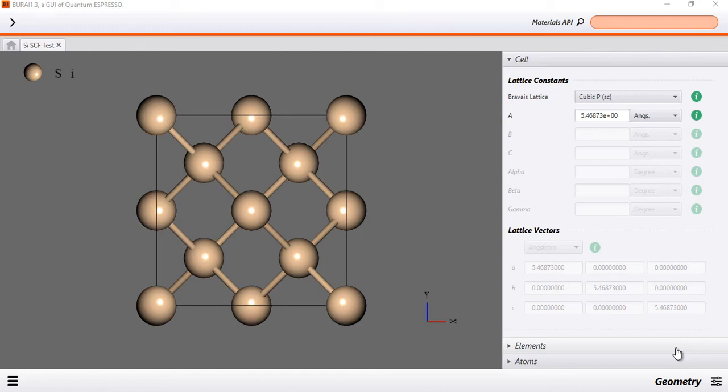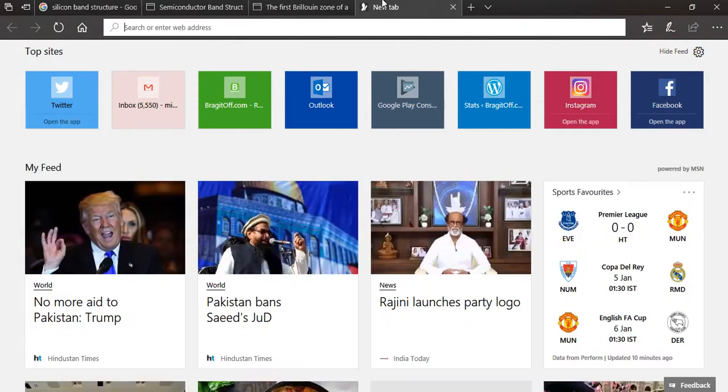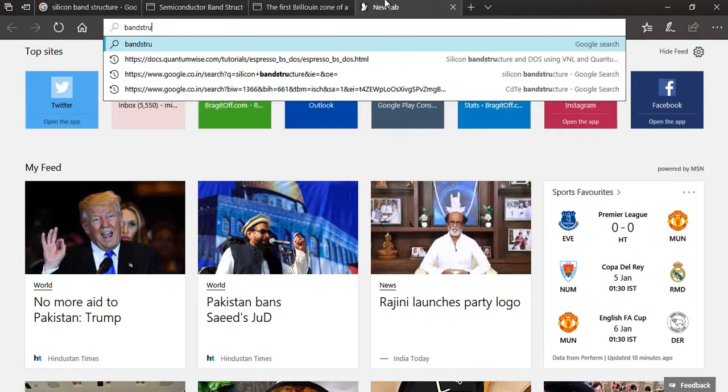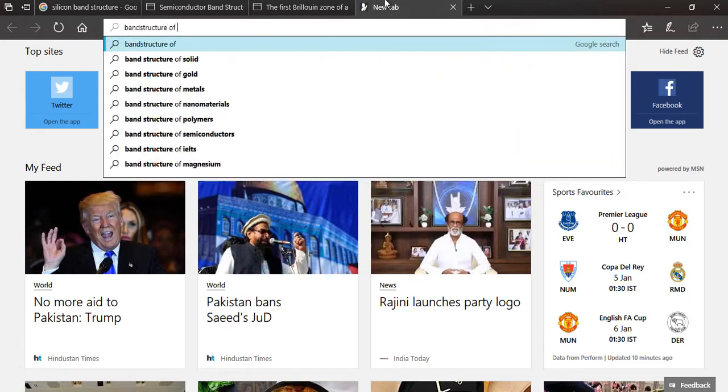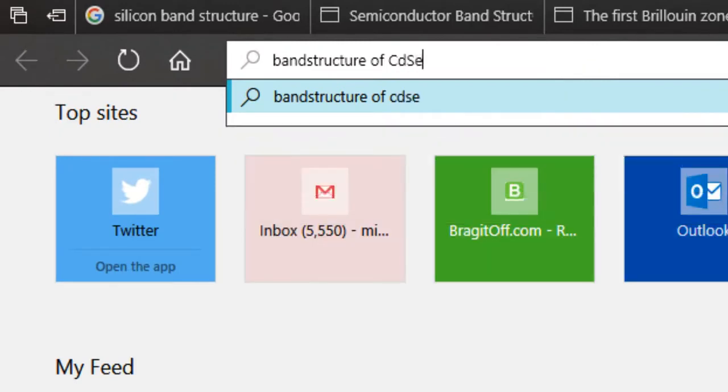So in this tutorial I'm gonna show you guys how to provide a K-path for band structure calculations. If you have ever had a look at any band structures in research or literature, then you must have noticed that they are usually plotted along the high symmetry points. So let's just have a look at the band structure of some popular semiconductor like CdSe.